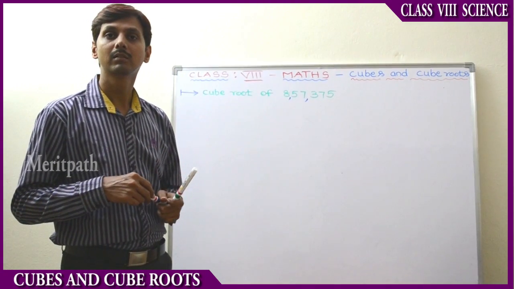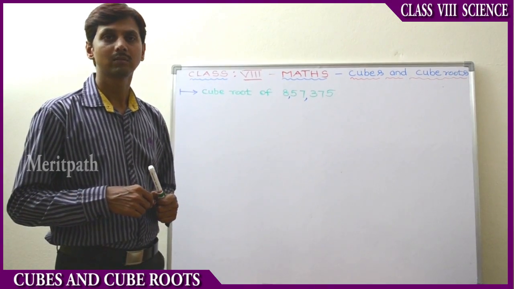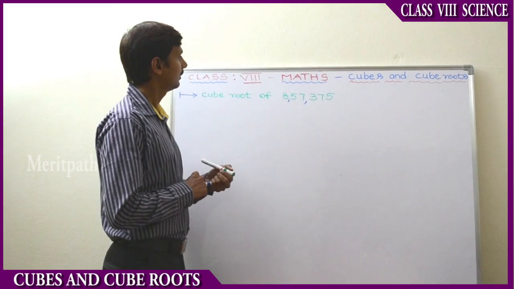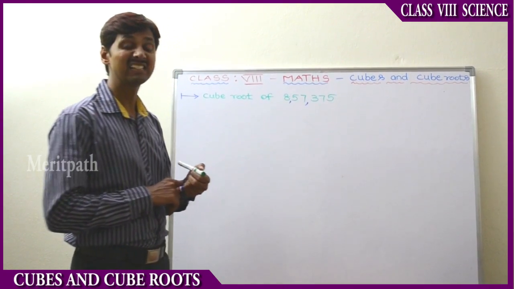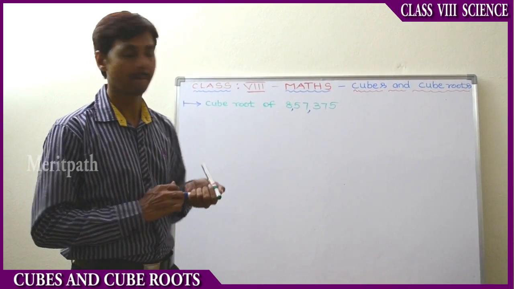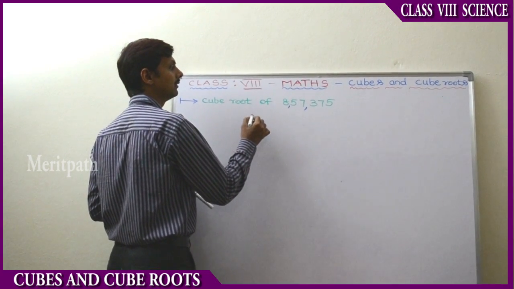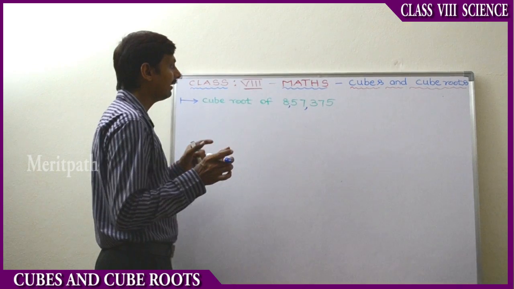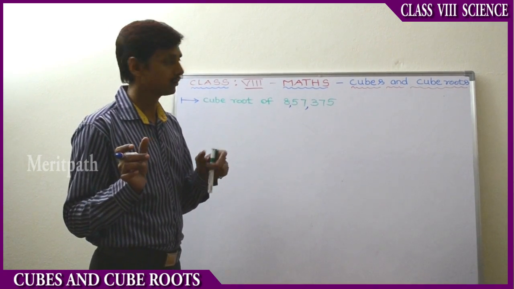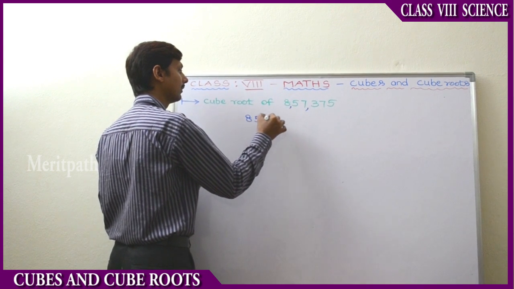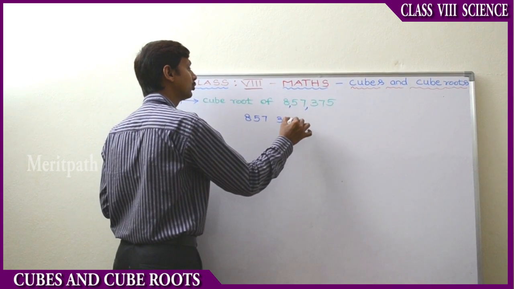857,375. So, to find out the cube root of this number, let's use the estimation process. First, let's see. In this we have 6 digits. So, in this 6 digits, let's divide it into 2 parts.